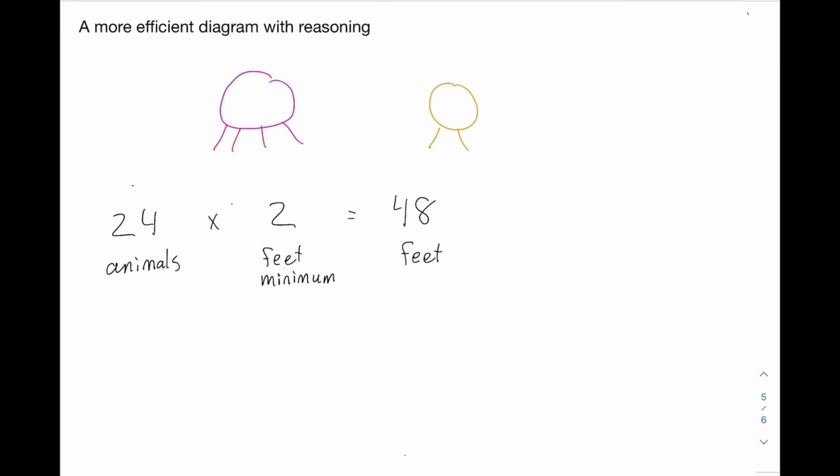What I've done here is I'm writing what's called an annotated equation. The annotated are the labels underneath. So it's not just like random calculations written down on my page. You're like, oh, I clearly see what she was thinking. 24 animals, 2 feet, 48 feet total.